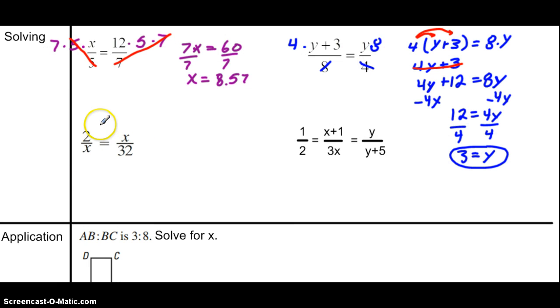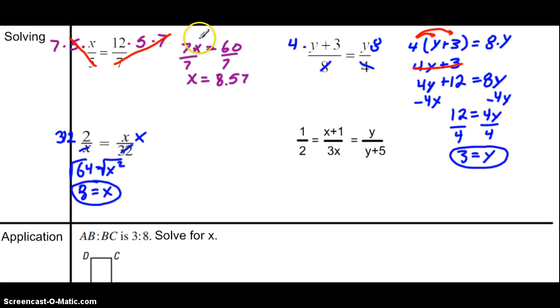Our third problem is again a little more challenging, but still not too bad. If we multiply both sides by 32, and also by x, we get 32 times 2, which is 64, equals x times x, which is x squared. How can we solve this? Well, we've seen this before with Pythagorean theorem. The inverse of squaring is a square root, so we take a square root of both sides. The square root of 64 is 8, and so 8 equals x.